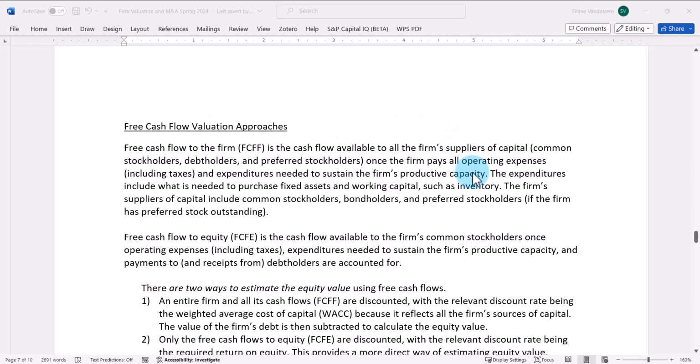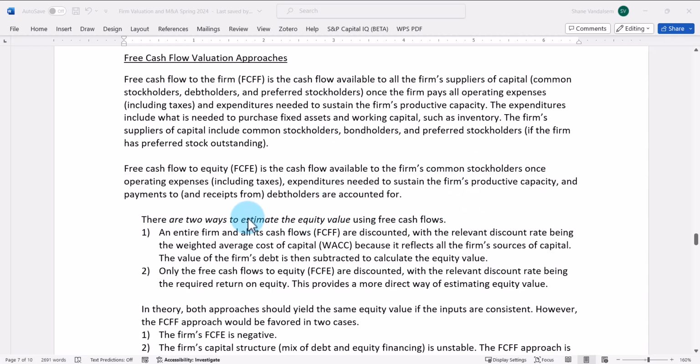So there are two ways to estimate the equity value using free cash flows. The first is that we take an entire firm and all its free cash flows are discounted, with the relevant discount rate being the weighted average cost of capital. And so for the free cash flows to the firm, we use the weighted average cost of capital as the discount rate because it reflects all the firm's sources of capital. The value of the firm's debt is then subtracted to calculate the equity value.